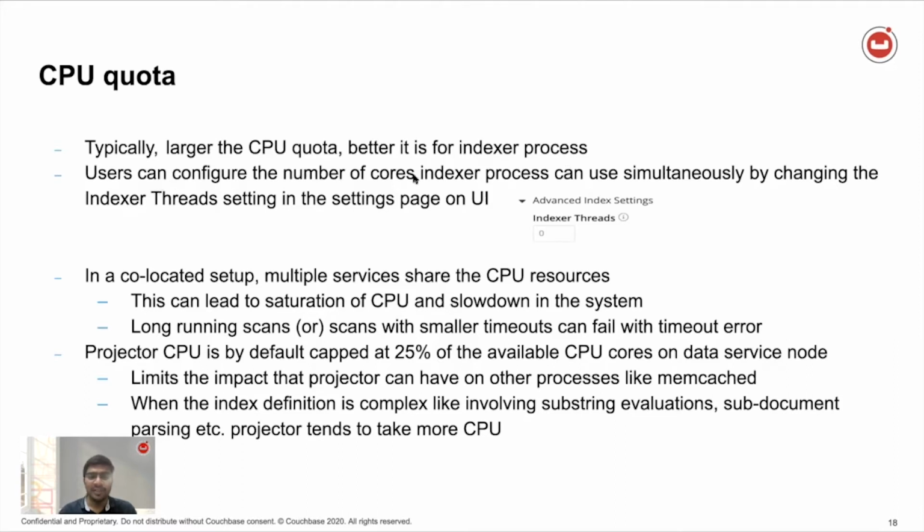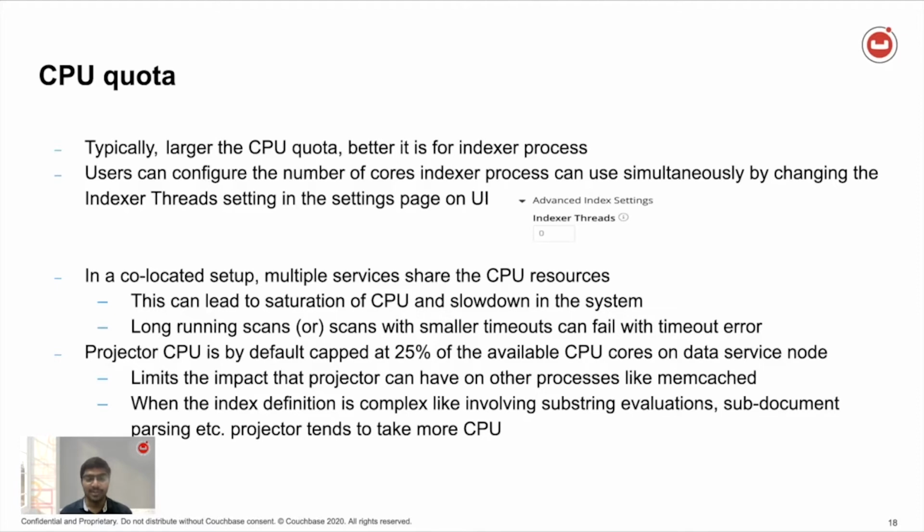Users can configure the number of cores the indexer process can use simultaneously by changing the indexer thread settings on the UI. By default, this setting has a value of 0, which means that the indexer process is allowed to use all the cores that are available on the system. If there are multiple CPU intensive processes running on a node on which the index service is going to be deployed, then users may have to redistribute the services to achieve better performance.